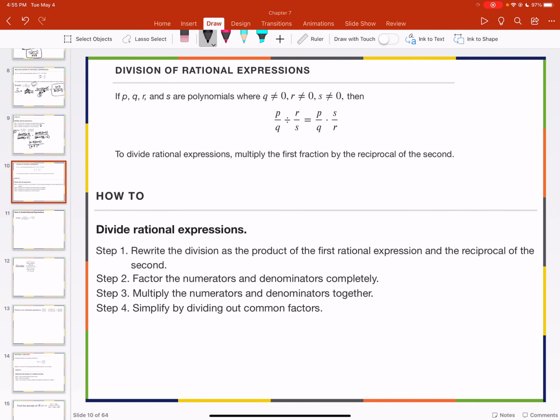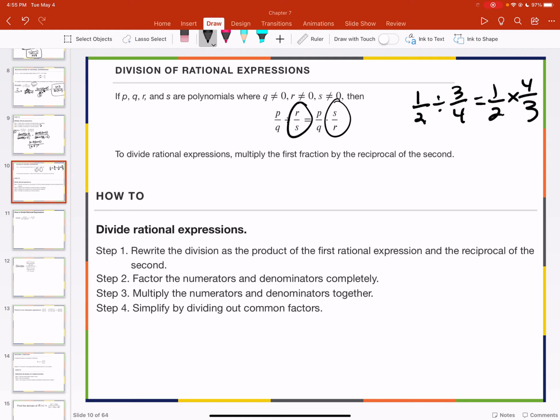Okay, what about dividing? So when you divide two fractions, how do we do this? We keep, we change, and we flip. Keep, change, flip. In other words, you multiply by its reciprocal. So there's a similar thing here. Notice that it's the reciprocal. So dividing is the same as multiplying by the reciprocal.